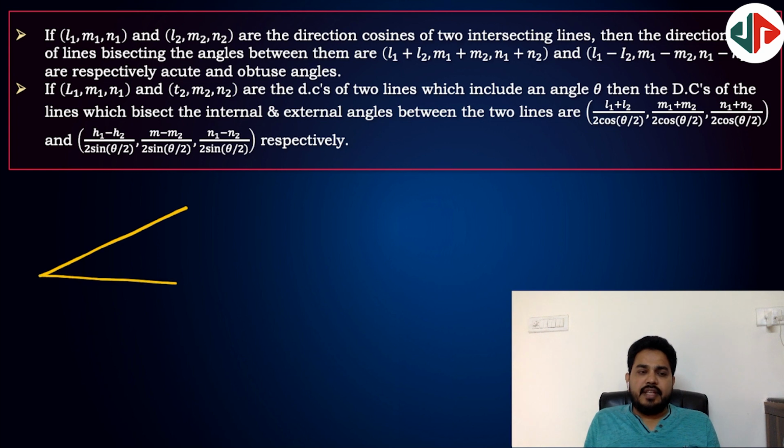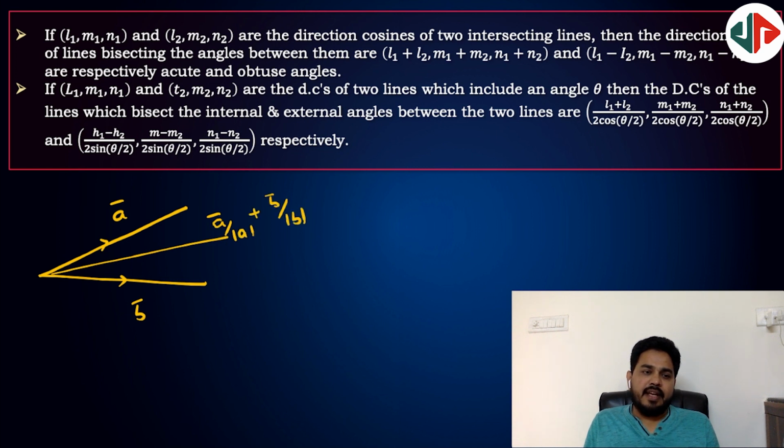See, if these are the two vectors A bar and B bar, the angular bisector in this direction will be A bar by mod A plus B bar by mod B. And if this is B bar, this is minus B bar. And if I want to find this one, it is A bar by mod A minus B bar by mod B.